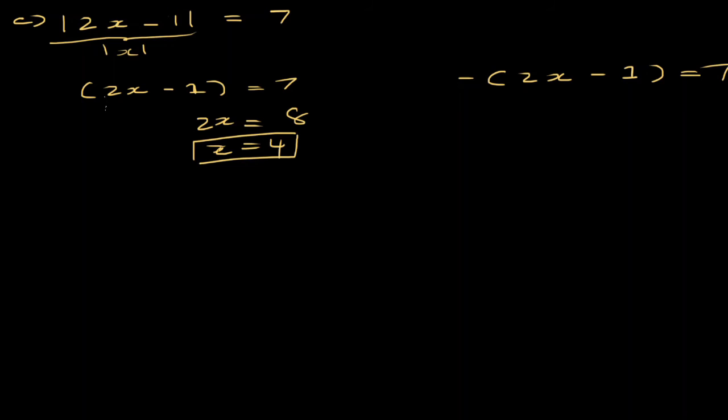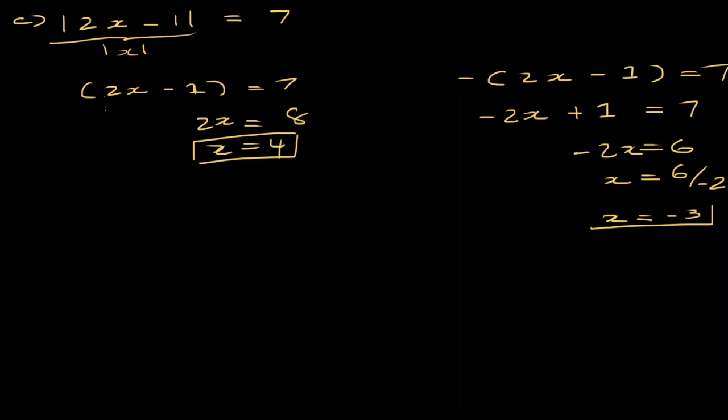And then on this side, let's distribute out the minus sign. So you get plus 1, 7, and let's minus the 1. So you get 6, and you get minus 2x. And if we divide 6 by minus 2, we get x is equal to minus 3. So look at that. It's not always the case that it's just plus minus of the exact same answer. So that's another example.